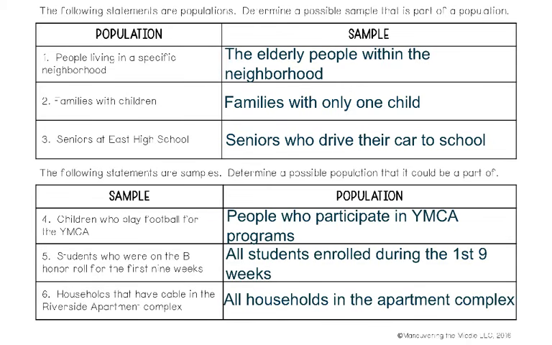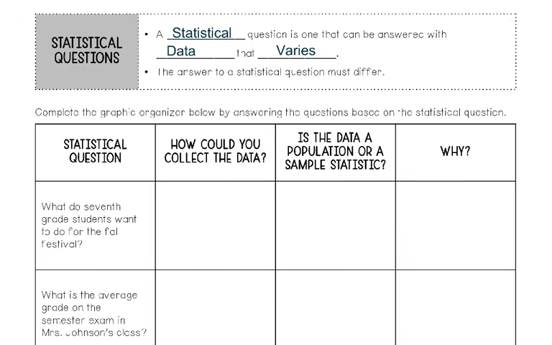All right, so here's what I came up with for these two. For students who were on the B honor roll for the first 9 weeks, the population could be all students enrolled during the first 9 weeks. For households that have cable in the Riverside apartment complex, the population could be all households in the apartment complex. The key word here is all. You want to make sure that you're looking at a population as the bigger picture, and then the subset of that is the sample.